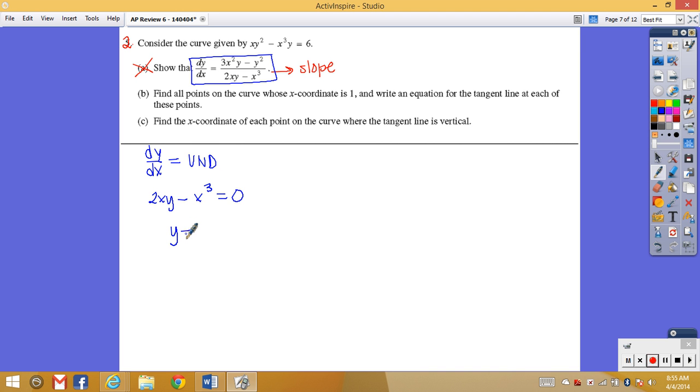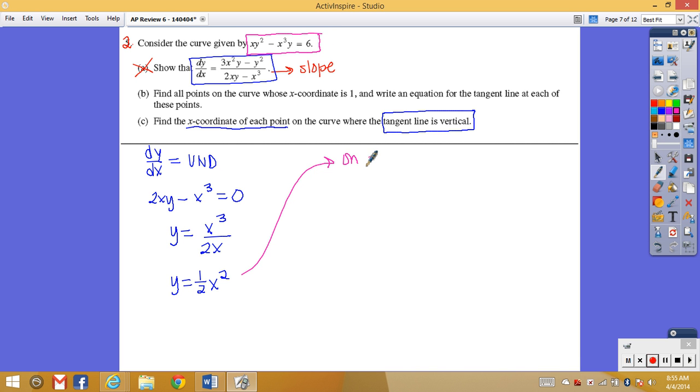I'm going to solve for my y by moving the x cubed to the right side and then dividing by the 2x. So I get that y is equal to 1/2 x squared. And that doesn't really help me because I need to find the x coordinate. So I need another equation. So what you should understand is this tells you that the derivative is undefined, but the only way that you can have an x coordinate with a tangent line is if that x coordinate is a coordinate on the physical curve. It has to be on the curve.